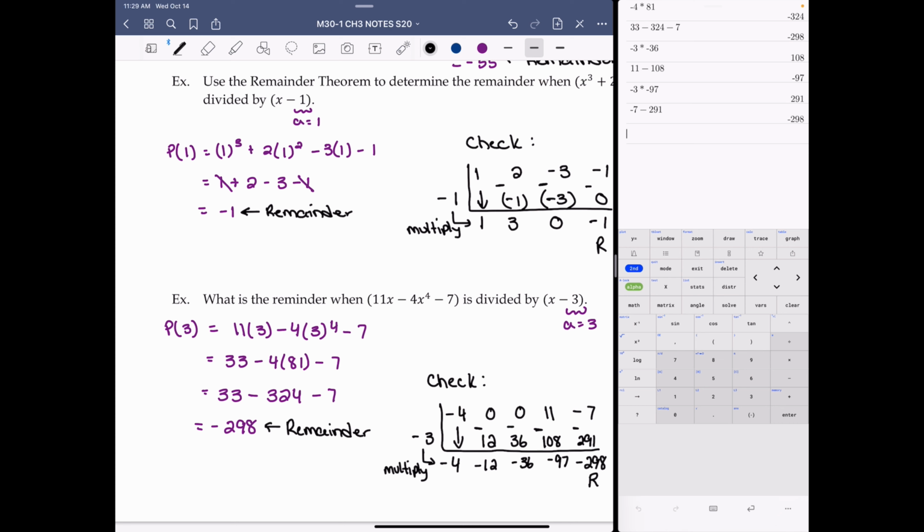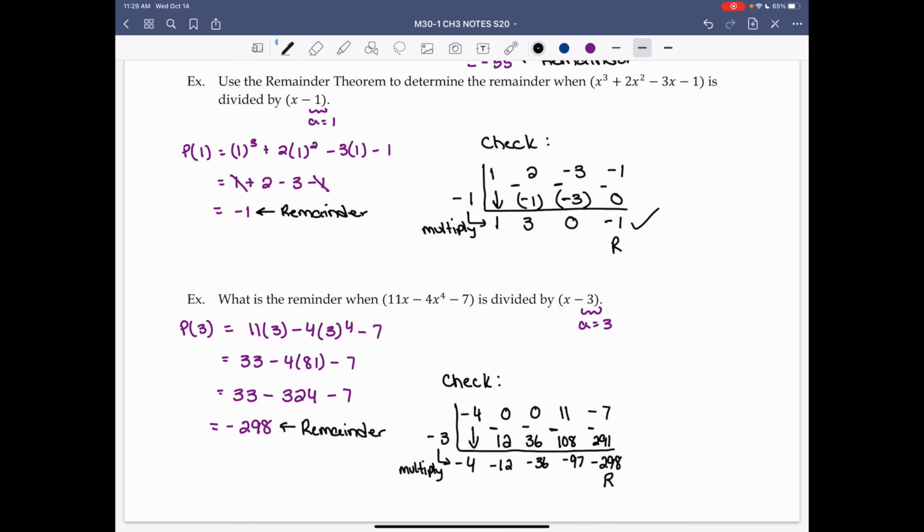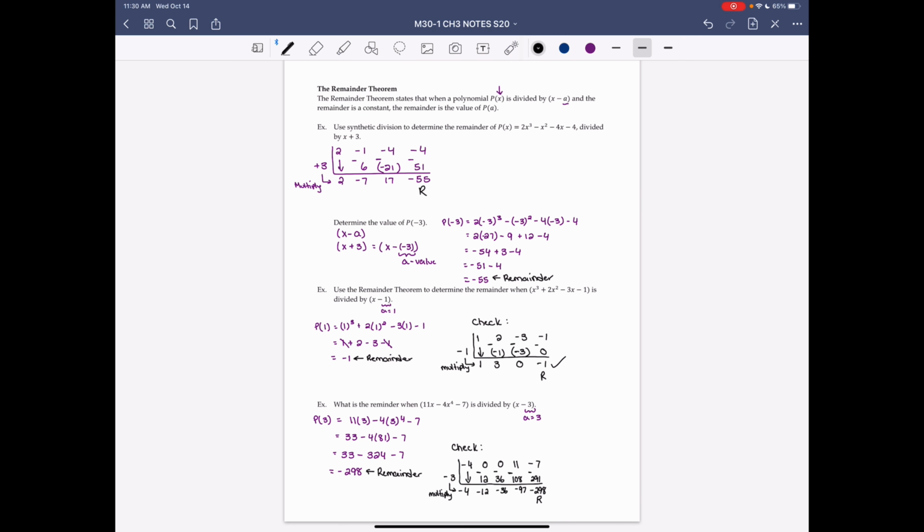So again, we can see that the number we got for the remainder using the remainder theorem is the same as the number we got for the remainder using synthetic division. That brings us to the end of Chapter 3, Lesson 2.